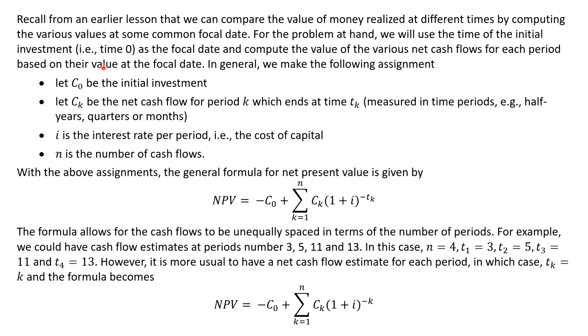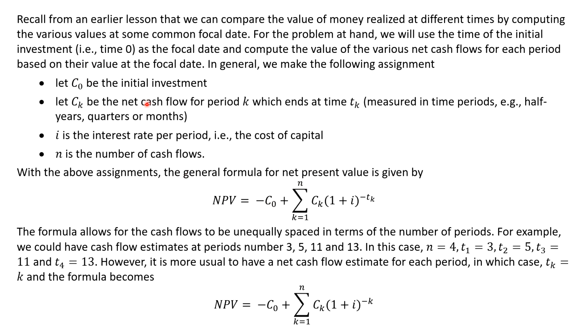Then we have these general parameters here. C sub 0 is the initial investment, C sub k is the net cash flow for period k, which ends at time t sub k. I is the interest rate per period. We assume that's the same for all the periods. We could make the model even more general and allow this to change per period, but I didn't do that here. Then n is the number of cash flows. And with that, we get this formula.